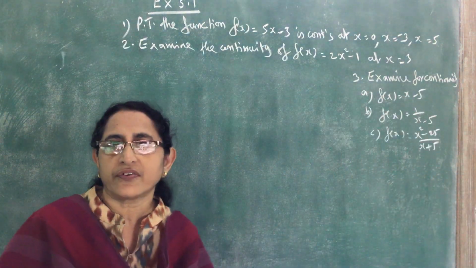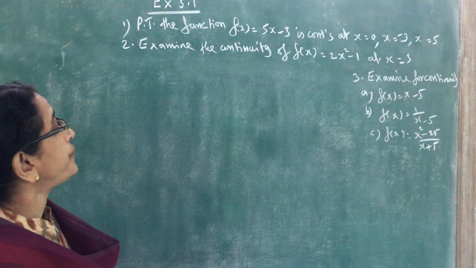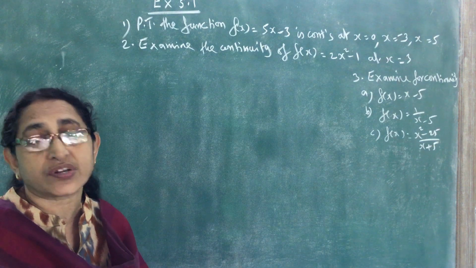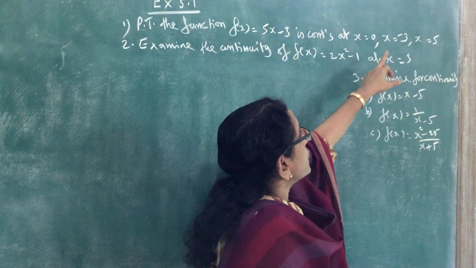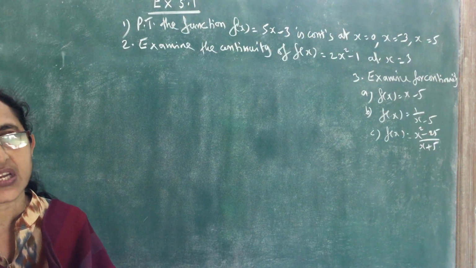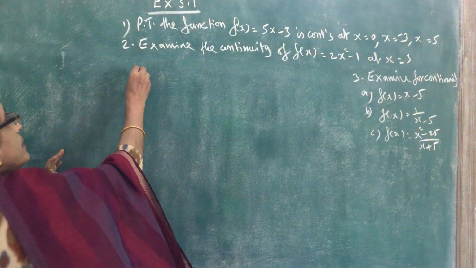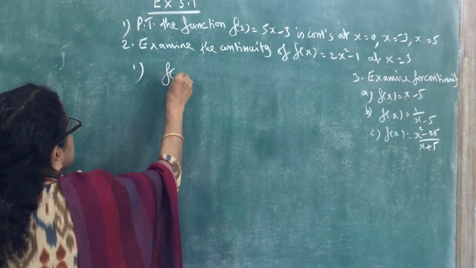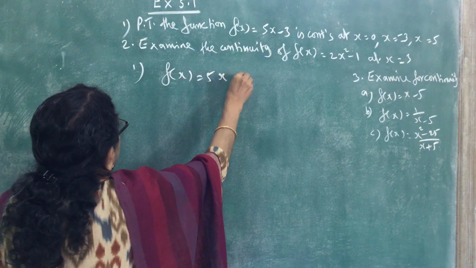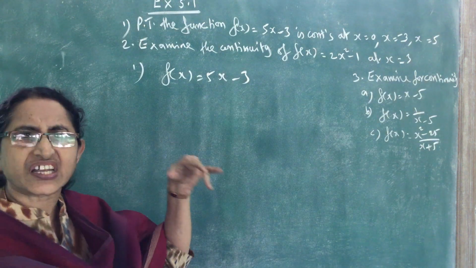Exercise 5.1, first one. Prove that the function f of x equal to 5x minus 3 is continuous at x equal to 0, x equal to minus 3, x equal to 5. So we have to check the continuity of the function at these 3 points: 0, negative 3, 5. So consider the function f of x equal to 5x minus 3. We have to check the continuity at the point x equal to 0 first.